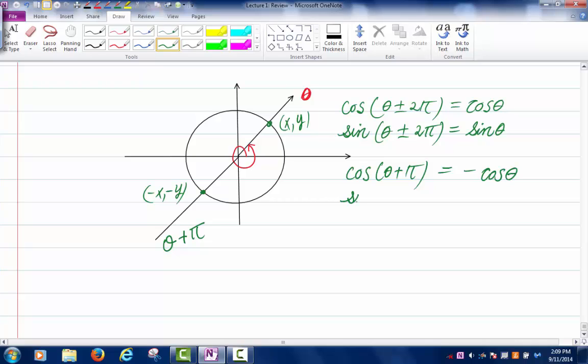Sine of theta plus pi is negative sine theta. In fact, it works no matter what theta is. Even if theta is not what I have there, even if theta is in the second quadrant, third quadrant, fourth quadrant, still these identities will work.